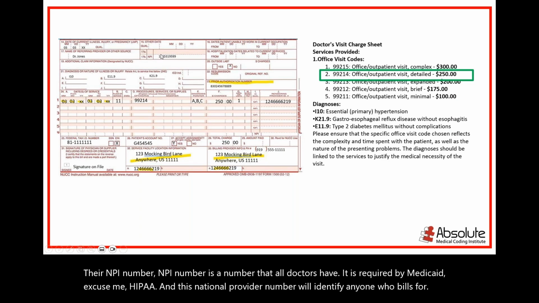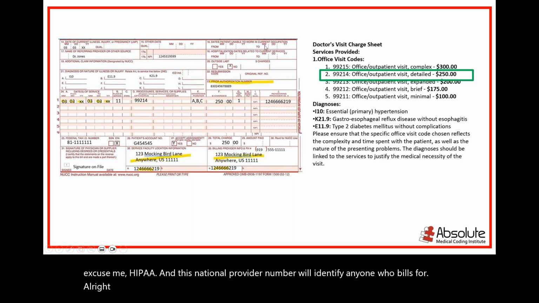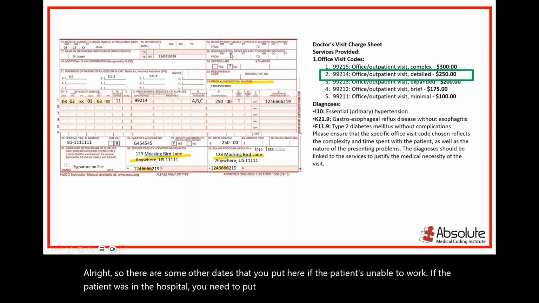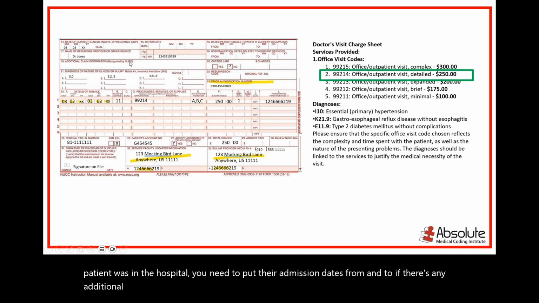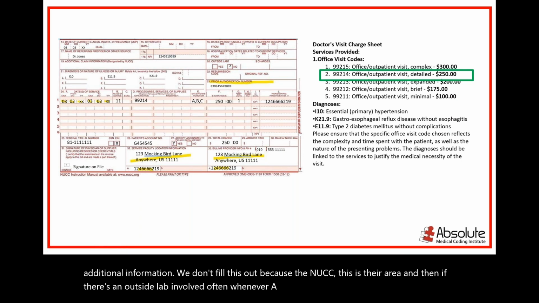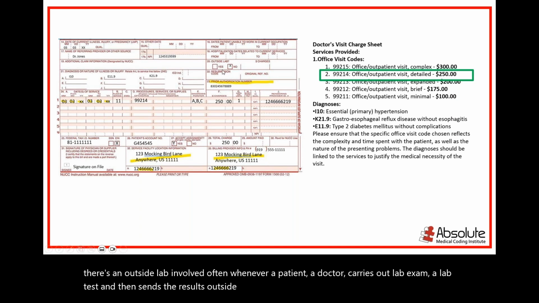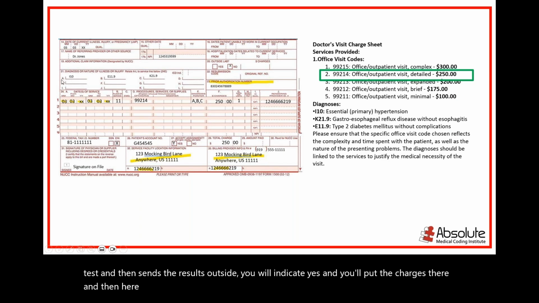services. All right, so there are some other dates that you put here. If the patient's unable to work, if the patient was in the hospital, you need to put their admission dates from and to. If there's any additional information, we don't fill this out because the NUCC, this is their area. And then if there's an outside lab involved, often whenever a doctor carries out a lab test, and then sends the results outside, you will indicate yes, and you'll put the charges there. And then here, you'll put your diagnoses.